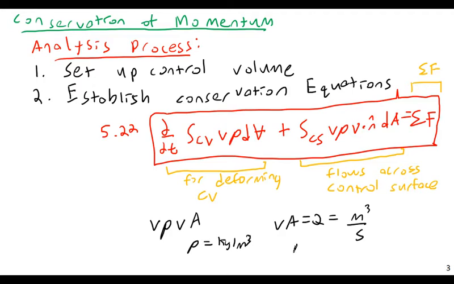So then rho VA would be a mass flow rate, right? Kilograms per second, or simply m dot. So then, if I say v times m dot, that basically represents v m dot.